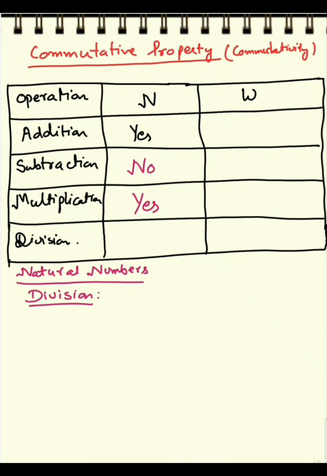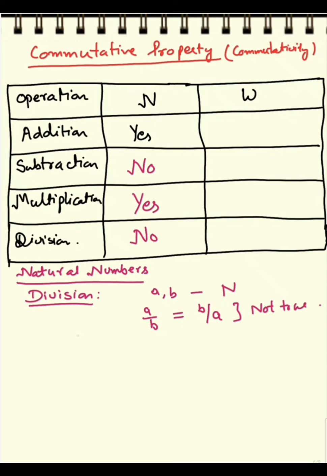Do this division. So here if A and B are two natural numbers, then A divided by B must be equal to B divided by A, which is not true. So we can say that division of whole numbers is not commutative. So we can write here no.